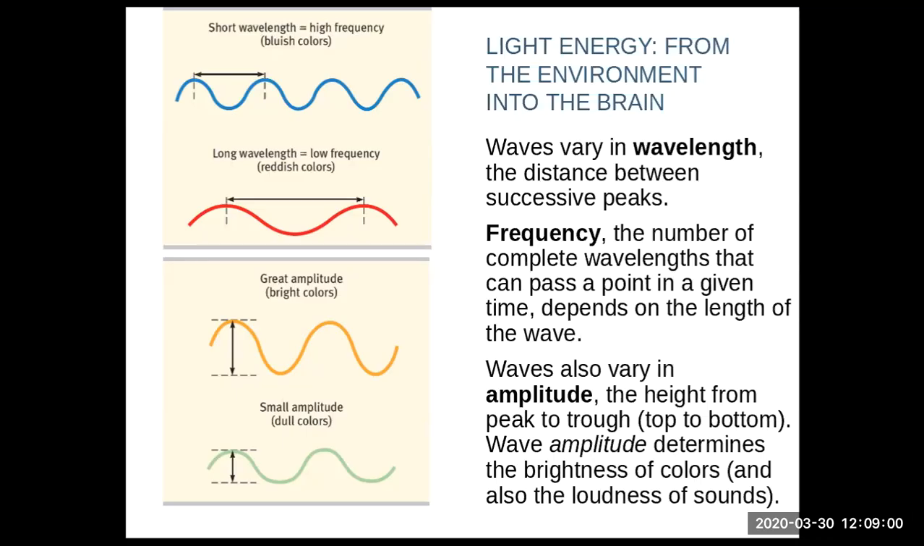So waves vary in their wavelengths, which is the distance between the peaks, and we measure it by frequency. So the number of wavelengths that pass a given point in a given time depends on the wavelength. So again, as you see, 4 blue at the same time as you'd only see 2 that are red.